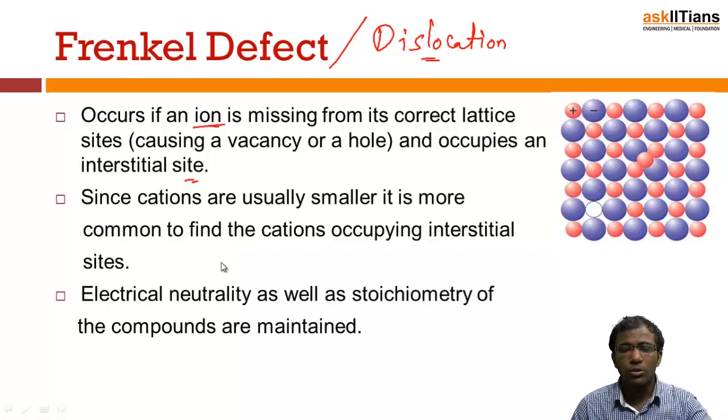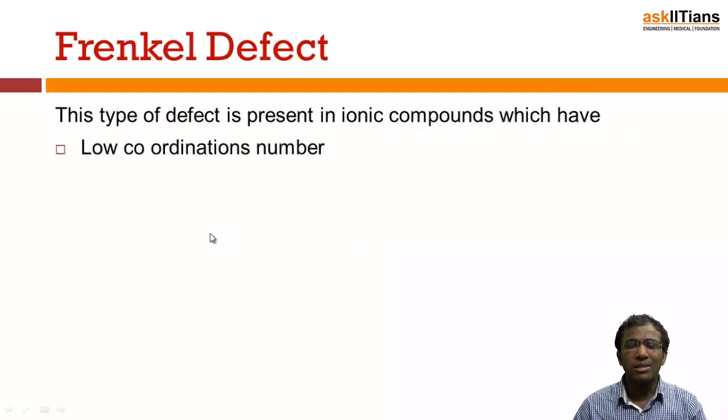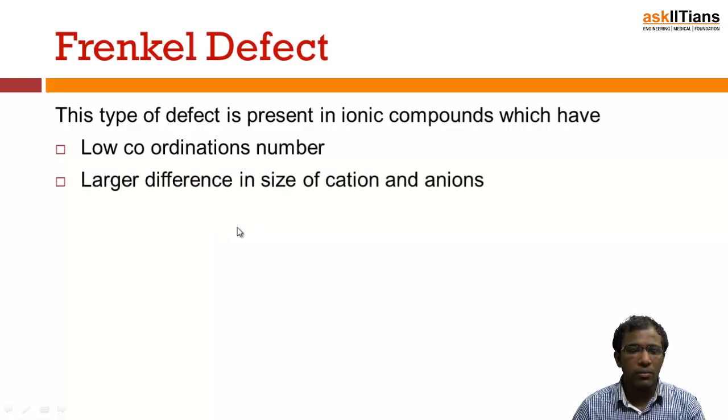Electrical neutrality as well as stoichiometry of the compound are maintained, right? So here the electrical neutrality as well as the stoichiometry of the compound are maintained, because here no ion is leaving from the crystal. So that's why the electrical neutrality is maintained and even the stoichiometry of the compound is also maintained. So this type of defect is present in ionic compounds which have low coordination number, and when there is a large difference in the size of cation and anion.